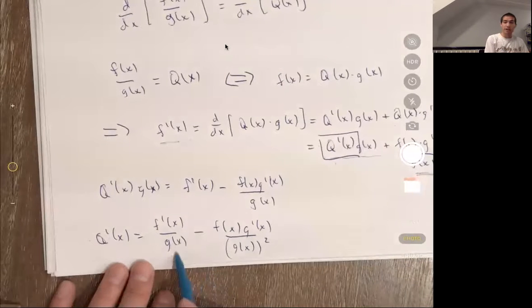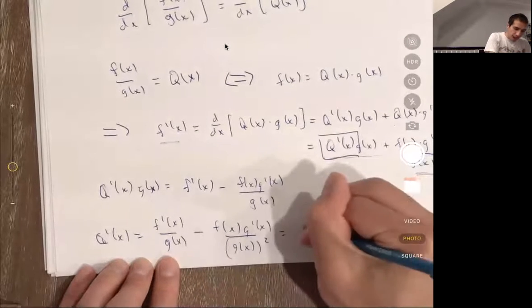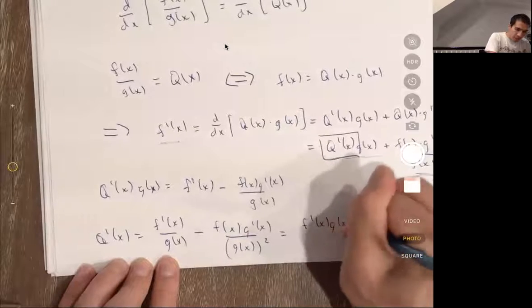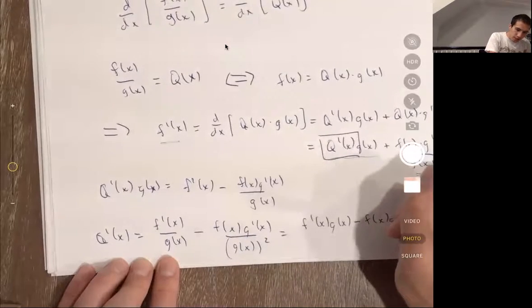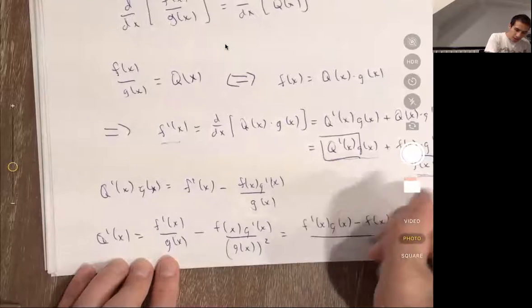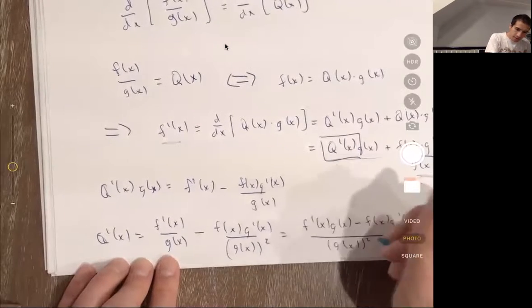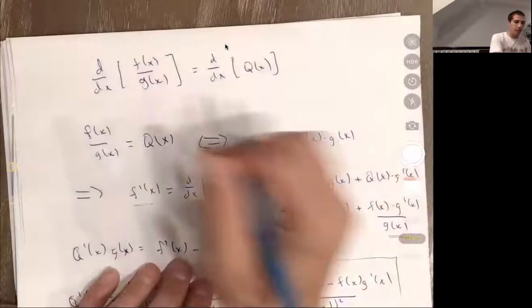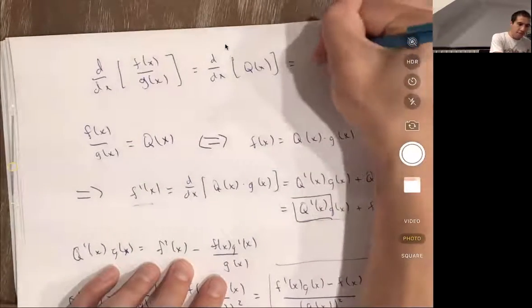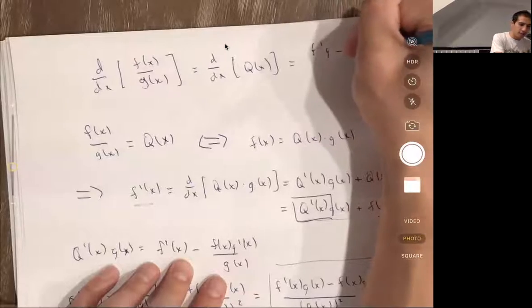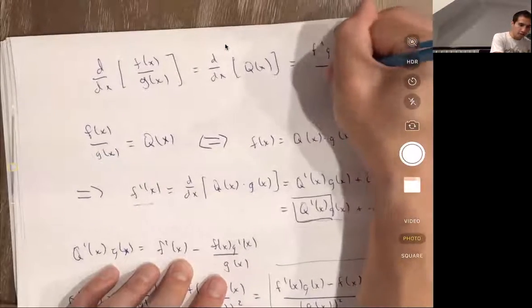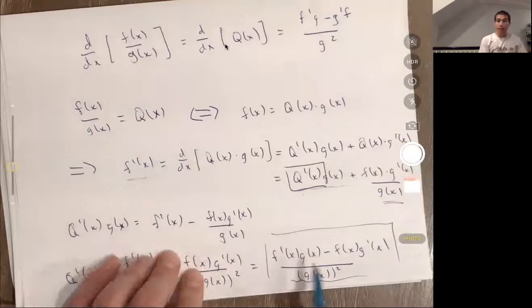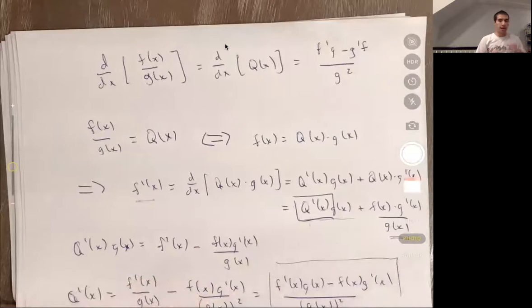So the common denominator is g of x squared. So this becomes f prime of x g of x minus f of x g prime of x over g of x squared. And this is the derivative. Okay, so it's often written that the derivative of f over g is f prime g minus g prime f all over g squared. A little bit of shorthand for this. So this is the quotient rule, and now we know how to take the derivative of the product of two functions, and now we know how to take the derivative of the quotient of two functions.